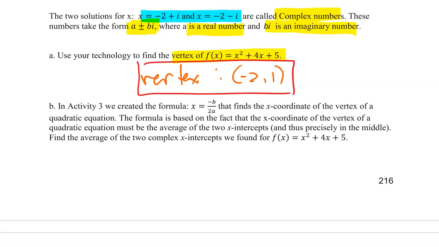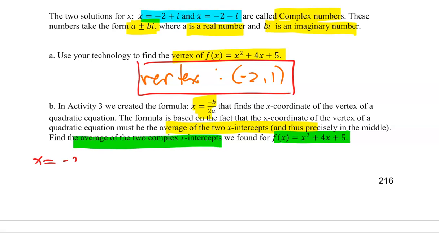In activity 3, we created a formula x equal to negative b over 2a that finds the x-coordinate of the vertex of a quadratic equation. The formula is based on the fact that the x-coordinate of the vertex of a quadratic equation must be the average of the two x-intercepts, and that's precisely in the middle. Now we want to find the average of the two complex x-intercepts we found for f of x equal to x squared plus 4x plus 5. And just to recall, we had the two solutions for x, negative 2 plus i, and the other one, negative 2 minus i.